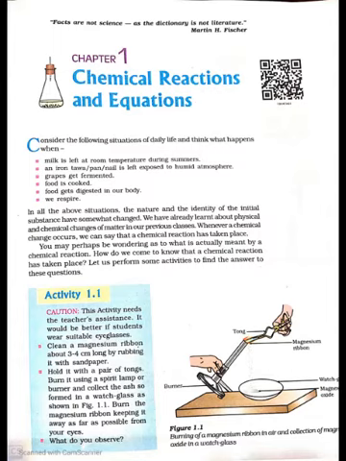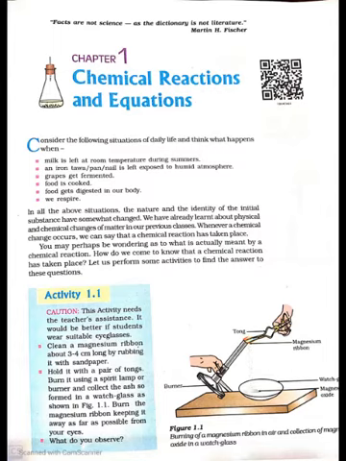4. All. Question 2. Fe2O3 + 2Al = Al2O3 + 2Fe. The above reaction is an example of A. Combination reaction. B. Double displacement reaction. Page number 15. Option C. Decomposition reaction. Option D. Displacement reaction.